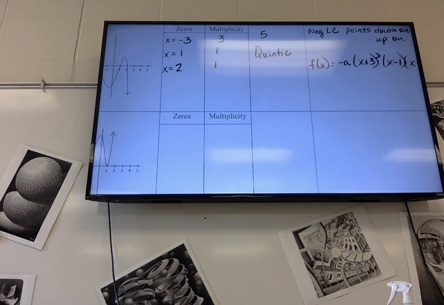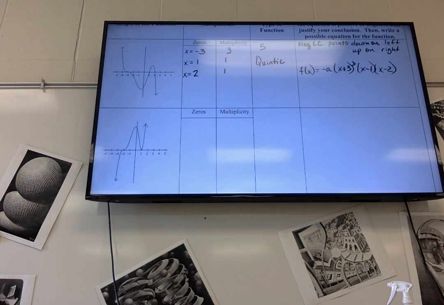All right. Looking at the next picture, give me a 0 and its multiplicity. Cameron? Negative 2 and 3. Very good, because it kind of flattened out like that. Give me another 0, Jose, and its multiplicity. 1. Very good. Shelby, what's the degree? You just add the multiplicities. 5, very good. And that is quintic.